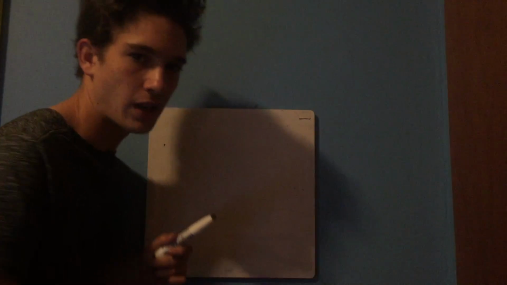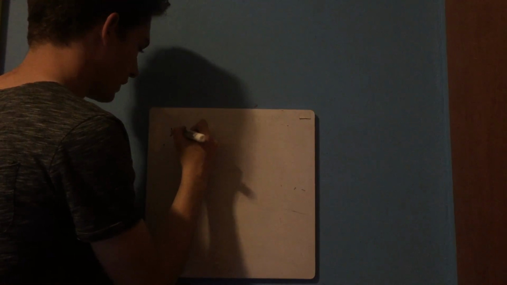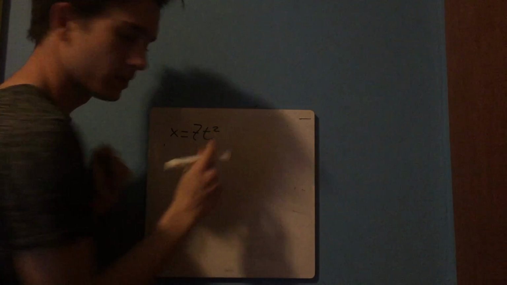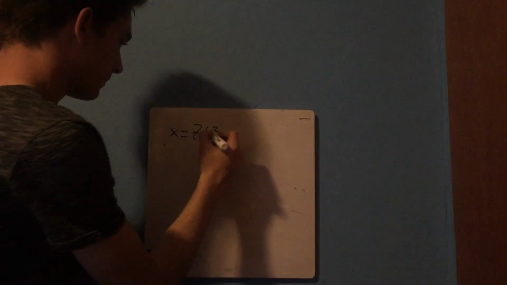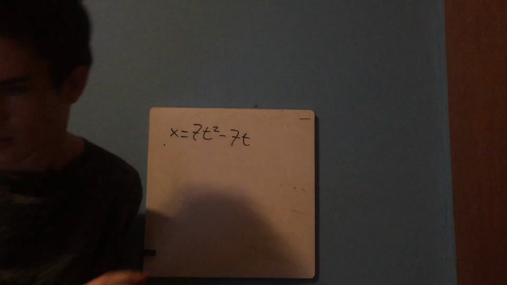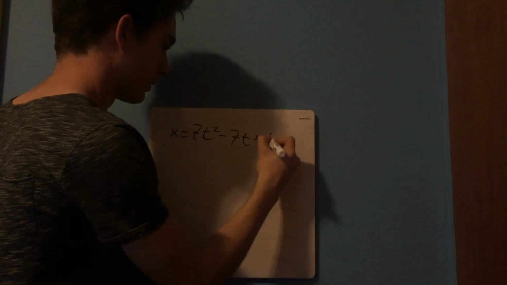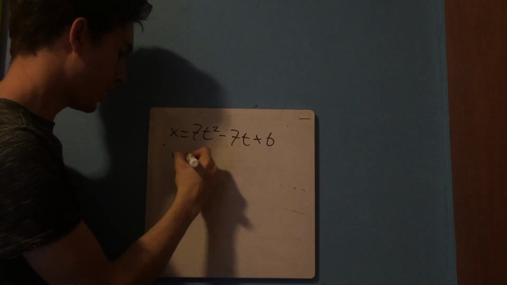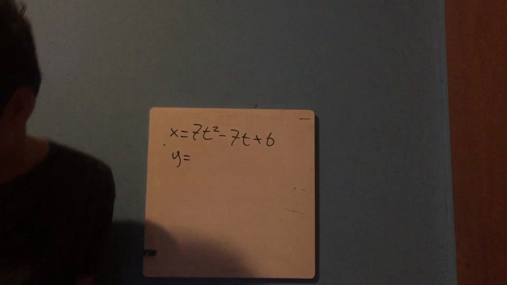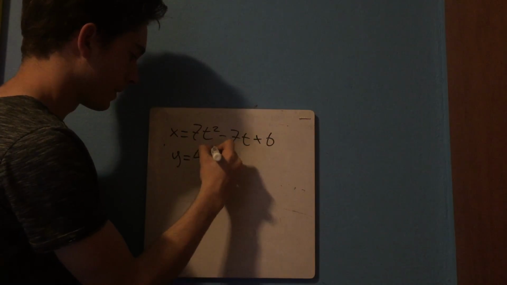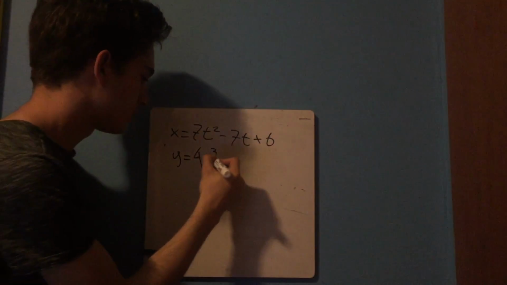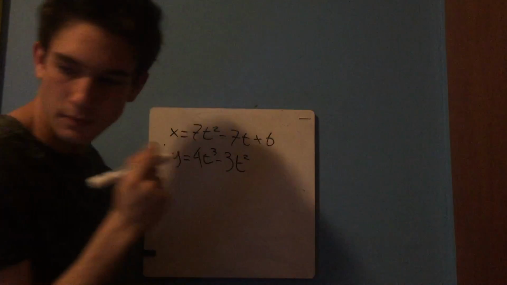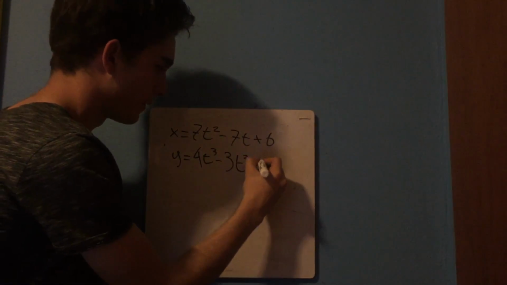So this problem talks about velocity and acceleration, and we are given 2 equations, which are the following. First equation, x equals 7t squared minus 7t plus 6, all right? And the second one is y equals 4t to the third minus 3t squared minus 12t minus 5.